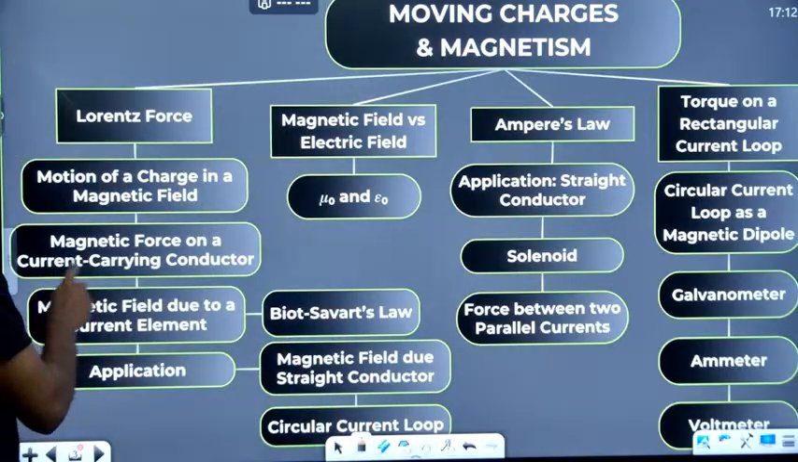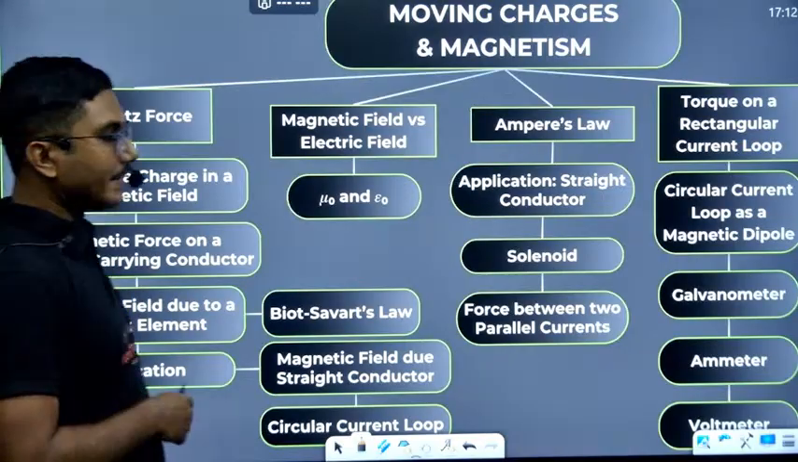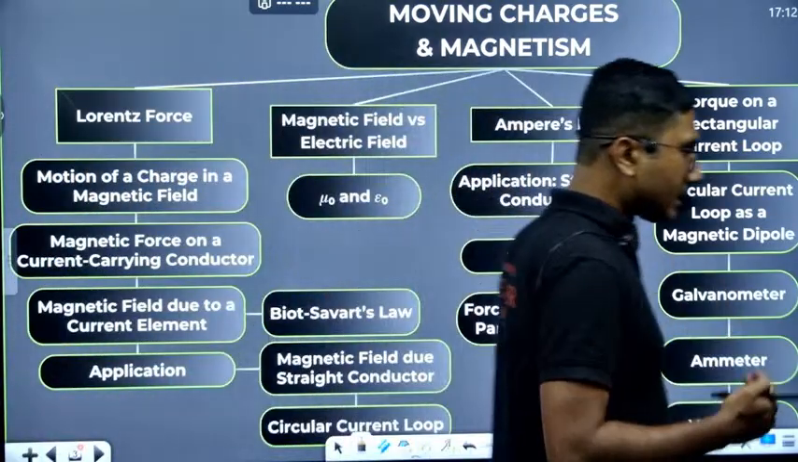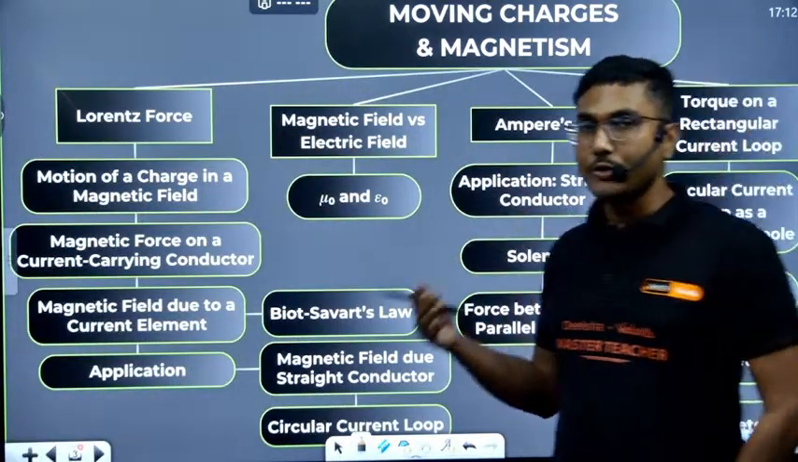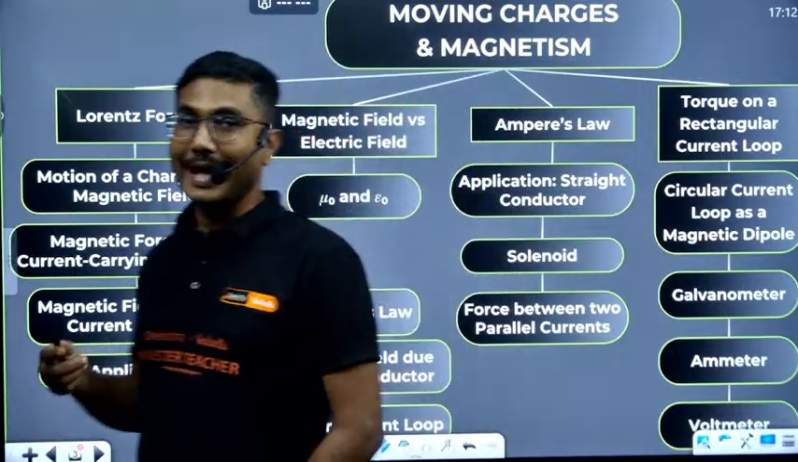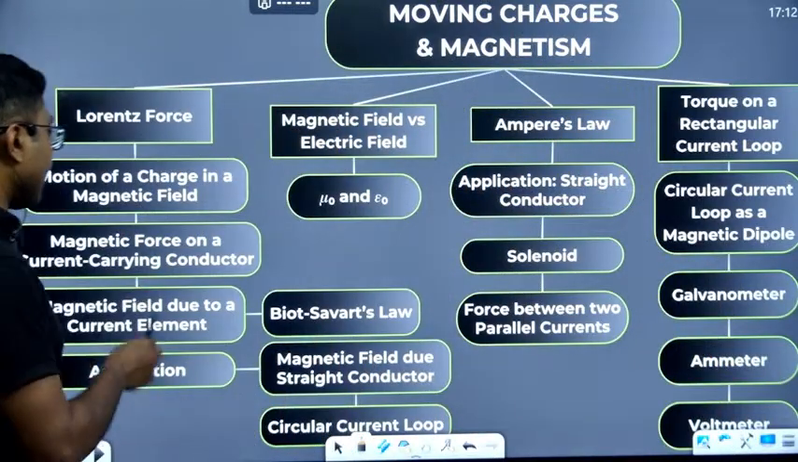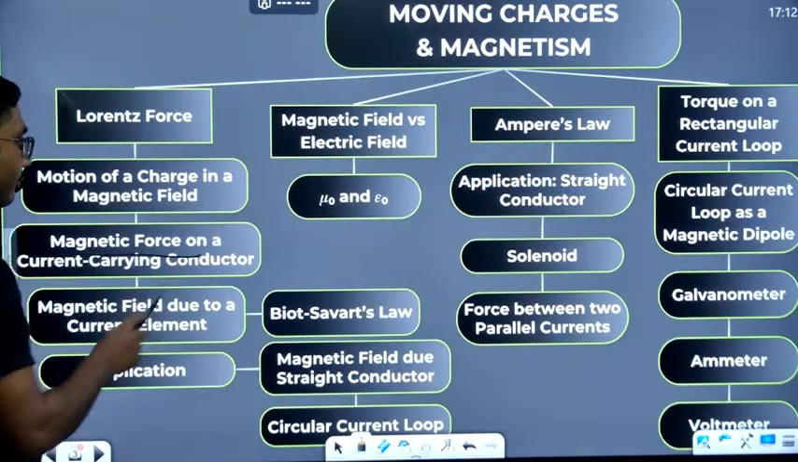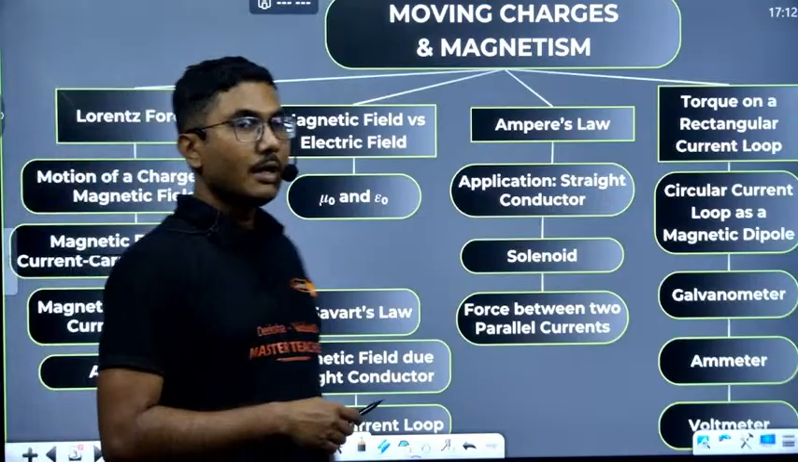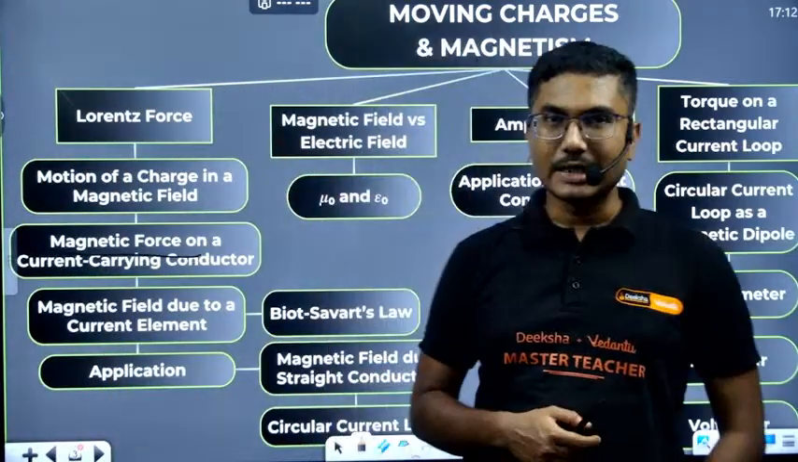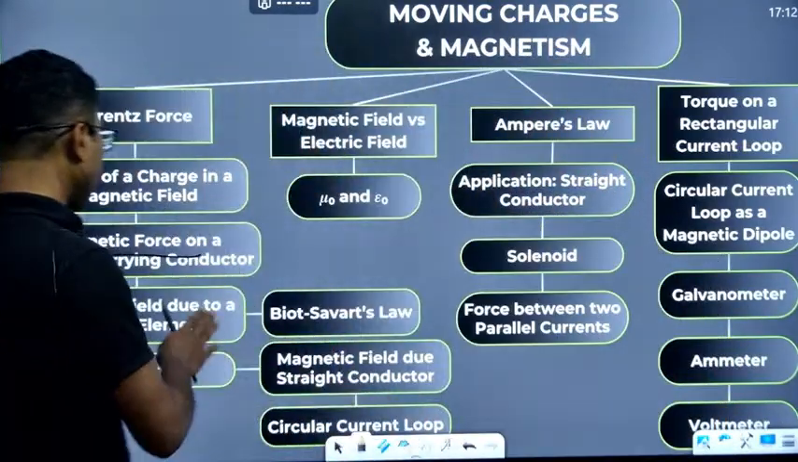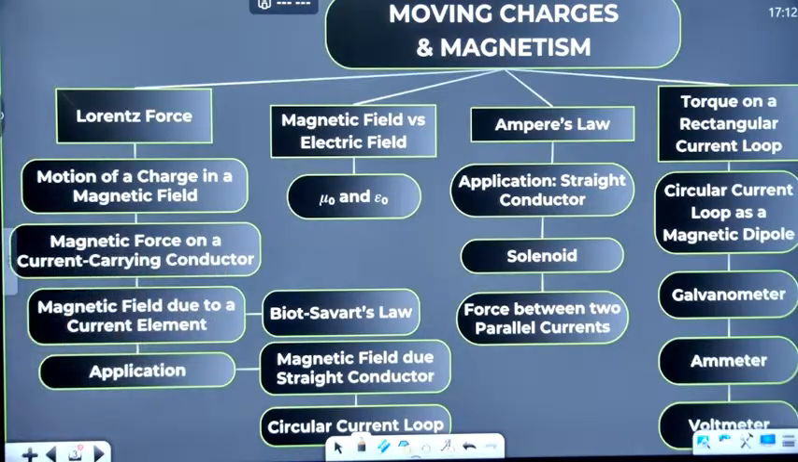Next is magnetic force on a current carrying conductor. Starting from the charges, now we have moved on to a current carrying conductor. Whenever there is a current carrying conductor, it experiences a force, and that force we called BIL sin theta. BIL sin theta was the force that was acting on the conductor.